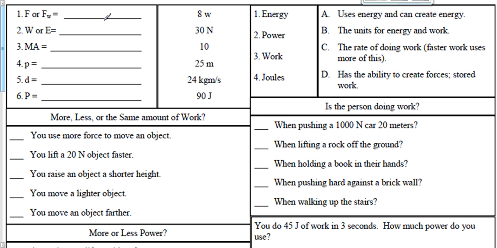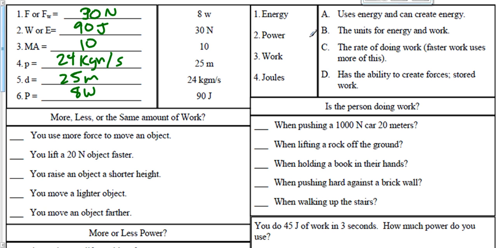Okay, for this worksheet, we are matching units again. So for force, it's still going to be newtons. For work or energy, we are dealing with joules. For mechanical advantage, there are no units. For momentum, we would have kilogram meters per second. For distance, we have 25 meters. And for power, that is one that we do in watts.